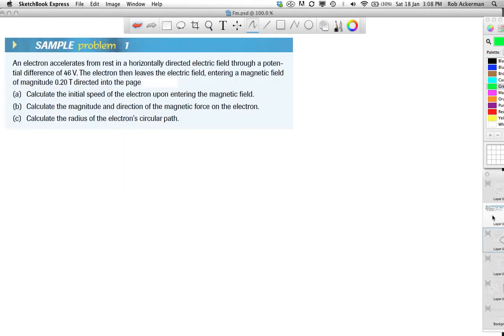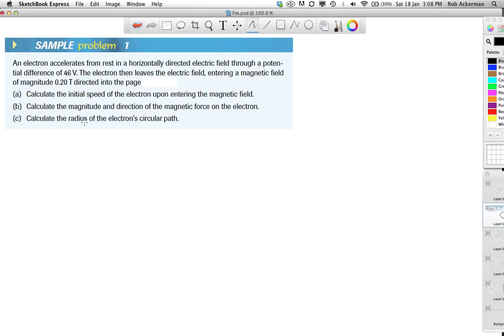Sorry, here is the example. Okay, so this is sample problem 1. It's in your physics textbook, Physics 12 by Nelson. And they say, an electron accelerates from rest in an electric field through a potential difference of 46 volts. The electron then leaves the electric field and enters a magnetic field of magnitude 0.2 Tesla directed into the page.